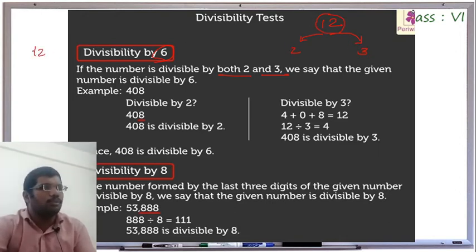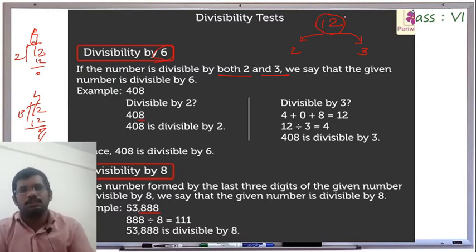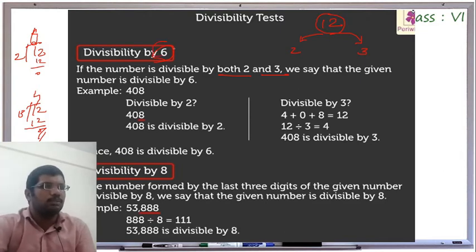because if you divide 12 with both 2 and 3, the remainder will be 0. So 12 is divisible with both 2 and 3. If a number is divisible with both 2 and 3, then it is divisible by 6. For example, 408. Clearly it is an even number, so it is divisible by 2. So the first condition is okay. And we have to check whether it is divisible by 3.